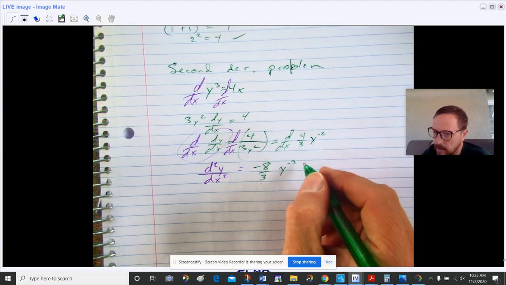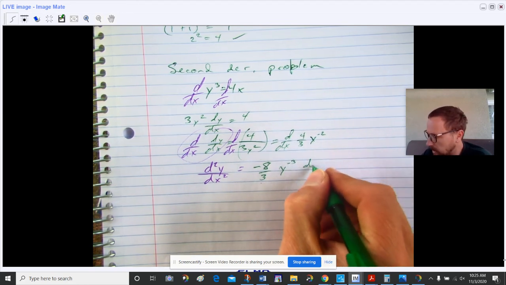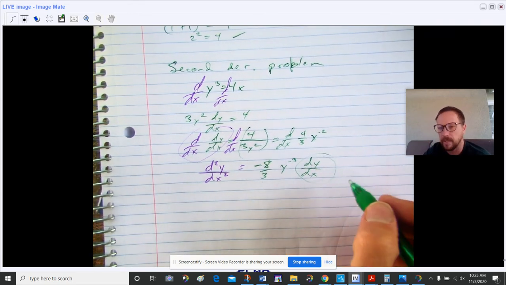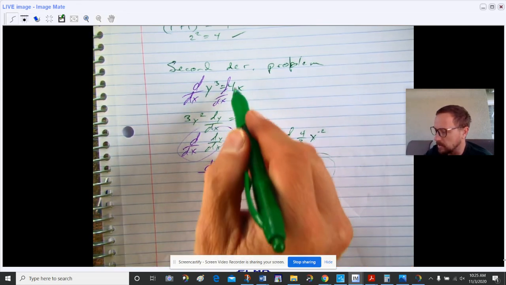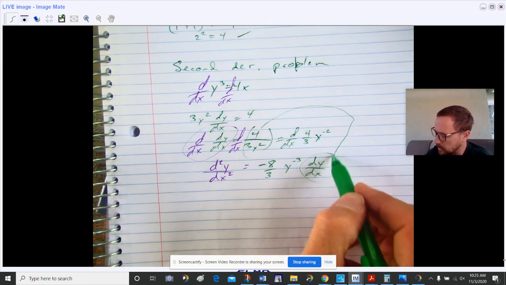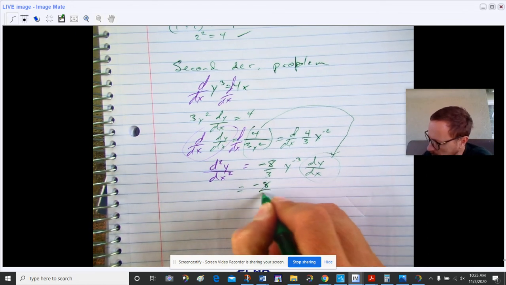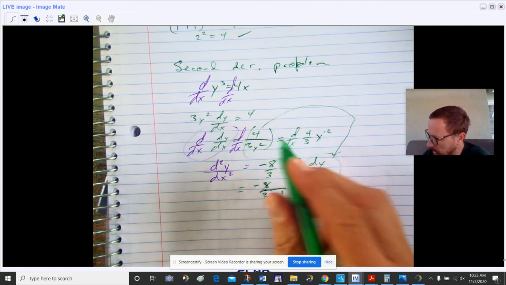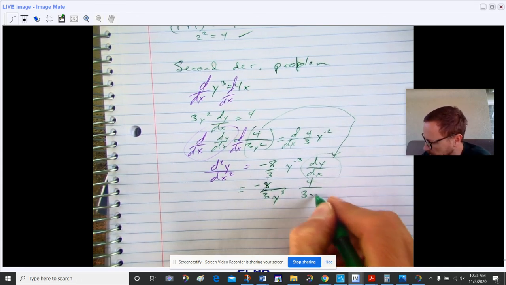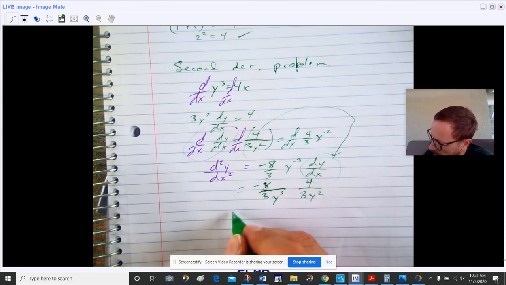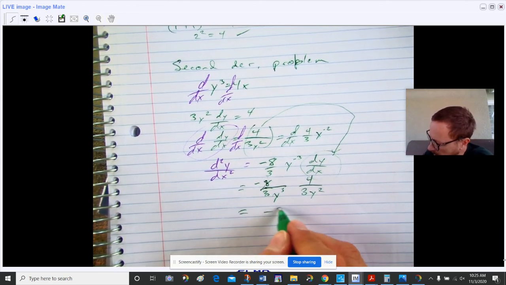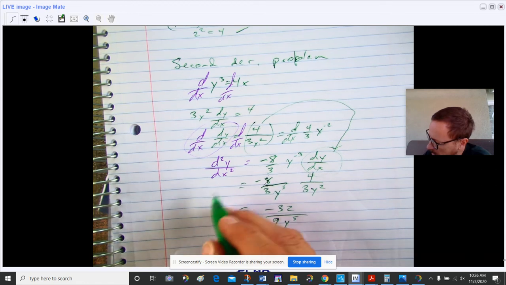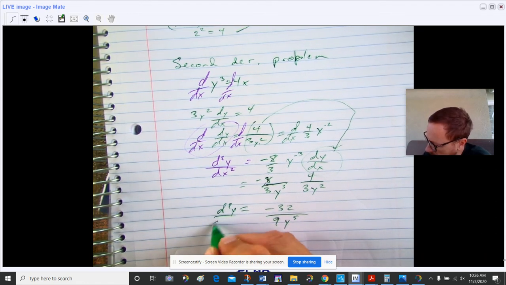But since y is not x, what do we need? We need dy over dx. Now the problem is we don't want to leave dy over dx as dy over dx for the derivative. So what we're going to do is go back up to here and substitute that in. So now we have negative 8/3 y to the negative 3, which now we can move back down to the bottom. Times dy over dx, which was 4 over 3y squared, from right there. Multiply straight across, we end up with negative 32 over 9y to the 5th. And this comes out to be d squared y over dx squared.